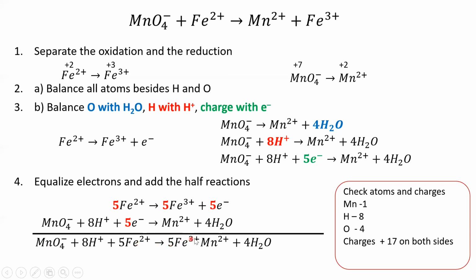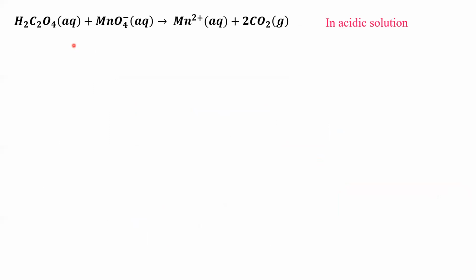We've got a +15, 5 times 3, a +15 and a +2 and a 0. That's a +17 on this side. So we balanced for both atoms and charge by going through these steps. So let's try another one.